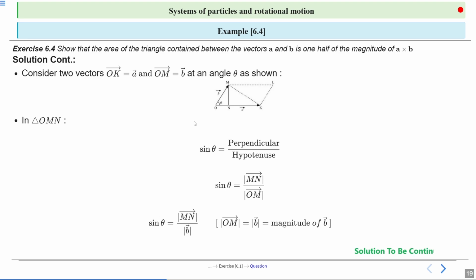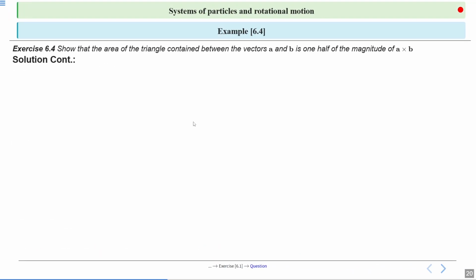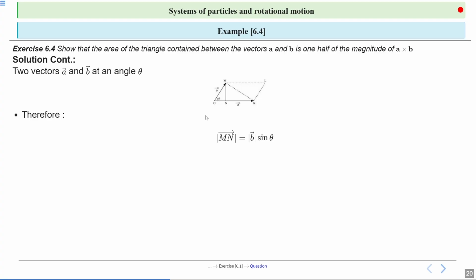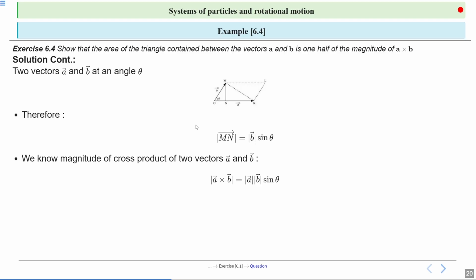Using this expression we will find the final answer. For two vectors a and b at an angle theta, mod of MN is equal to b sine theta. Yes or no? We know the magnitude of the cross product of two vectors, a cross b, is equal to mod of a into mod of b sine theta. So just put the values. Mod of a cross b is equal to the magnitude of the OK vector into the magnitude of the MN vector. Because the magnitude of the OK vector is a, and the magnitude of the MN vector is b sine theta.